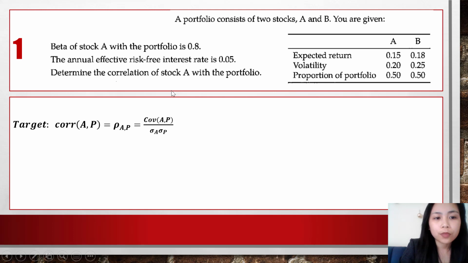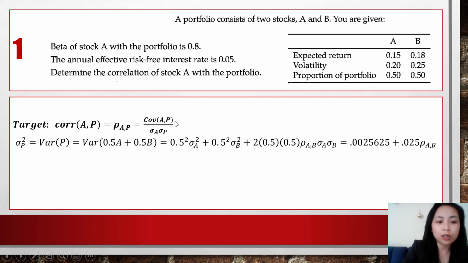So now solution. Our target is to determine the correlation between stock A and the portfolio. So it's a correlation between A and P. And here I use rho AP as a notation. And remember, correlation is covariance between A and P over sigma A, sigma P. Now, in order to determine the correlation coefficient, we have to find the covariance and sigma A and sigma P. Here, sigma A is given as 0.2. We have to find sigma P and covariance between A and P.